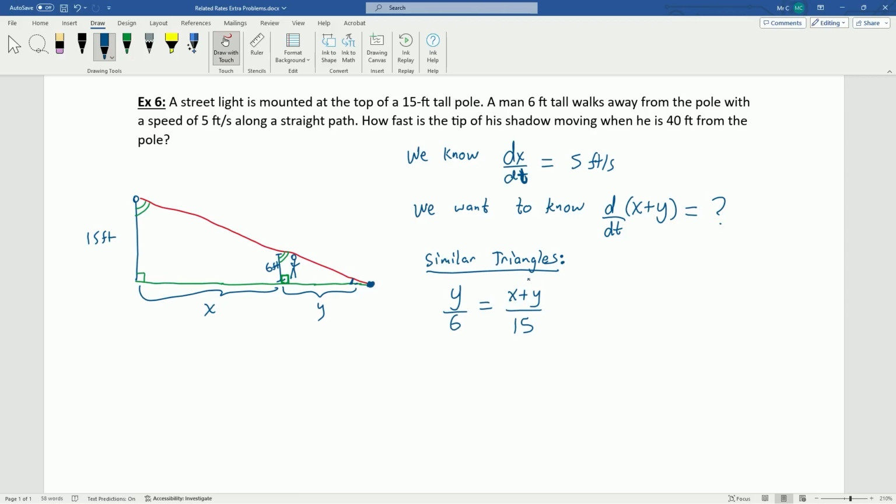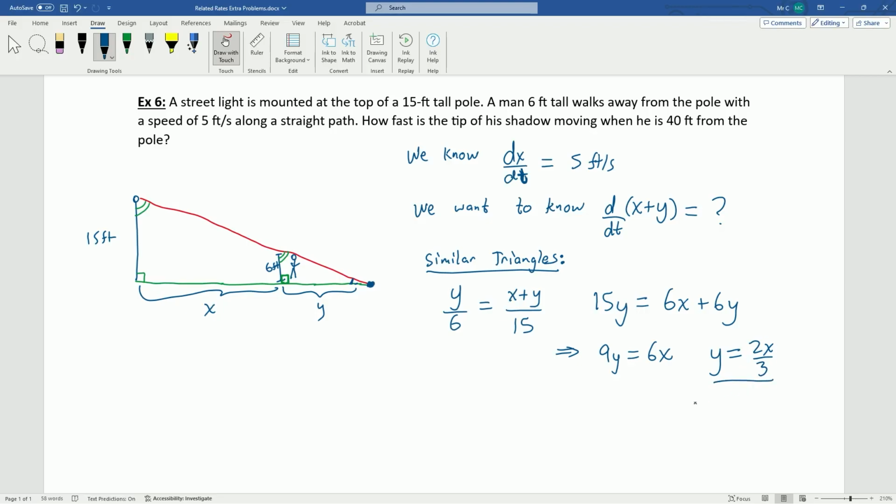Okay, so now I can multiply the 6 across, and I can multiply the 15 across, so we'll get 15y equals 6x plus 6y. I'll subtract that 6y. That gives me 9y equals 6x. And if I divide by 9, I get y equals 2x over 3.